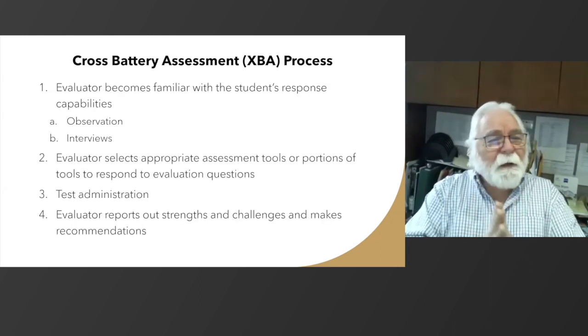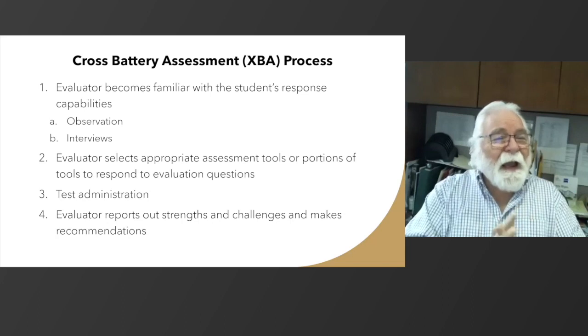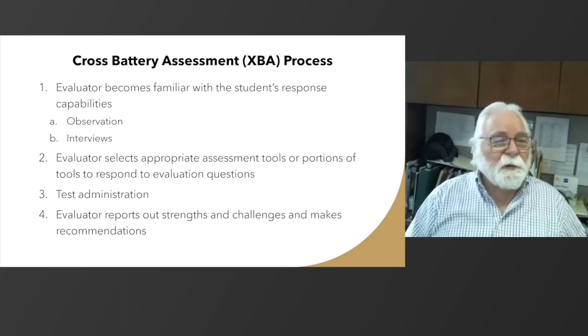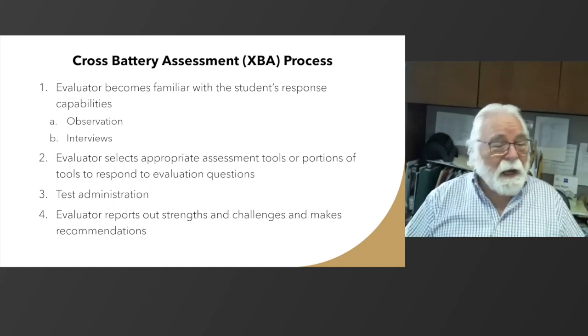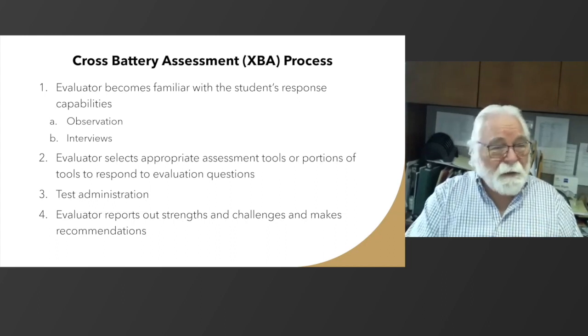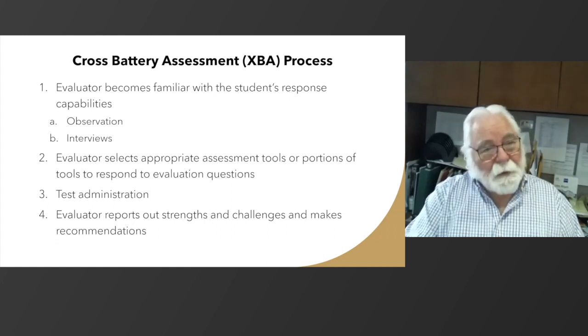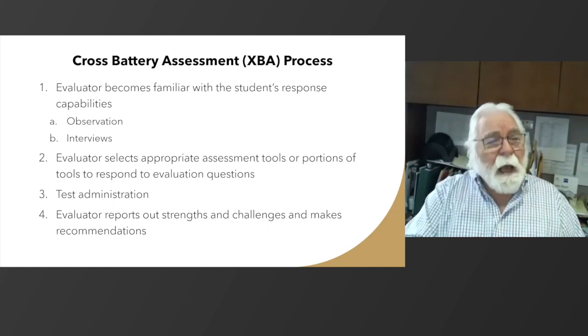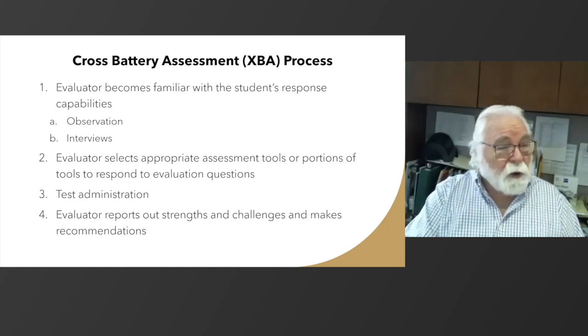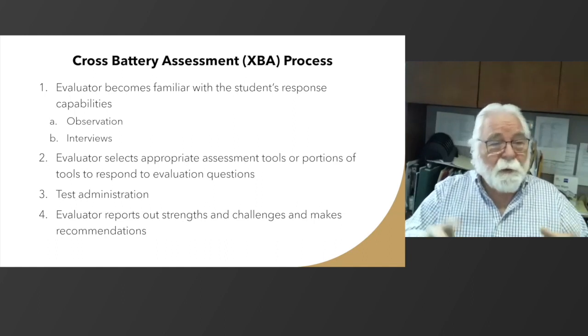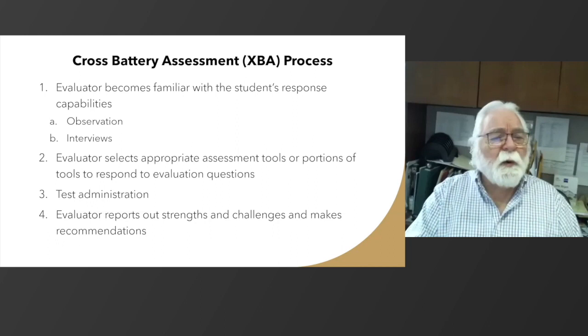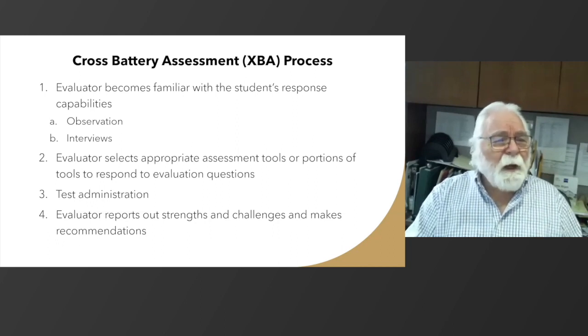Okay. How do we do it? The evaluator has to become familiar with the student's response capabilities. And I already said one of the people that I'm going to be chatting with is the paraprofessional. I'm also going to talk with mom and dad. I'm going to talk with the classroom teacher. I'm going to talk with the special educator. If there's another consultant, it's not unusual for me to talk with a representative from the Vermont Association of Visual Impairment Blind, or VABI, or any other folks who are working with the youngster to find out what are they able to do?